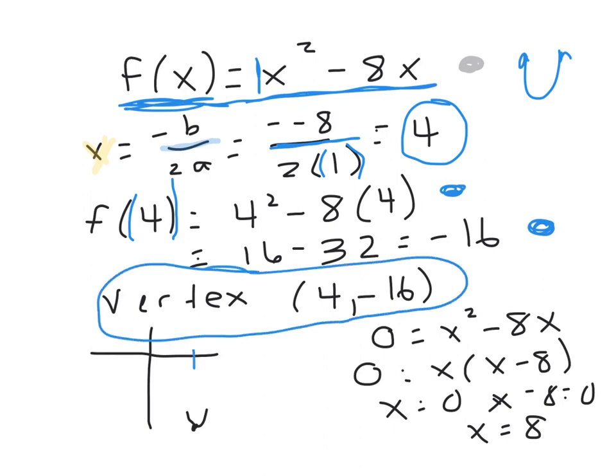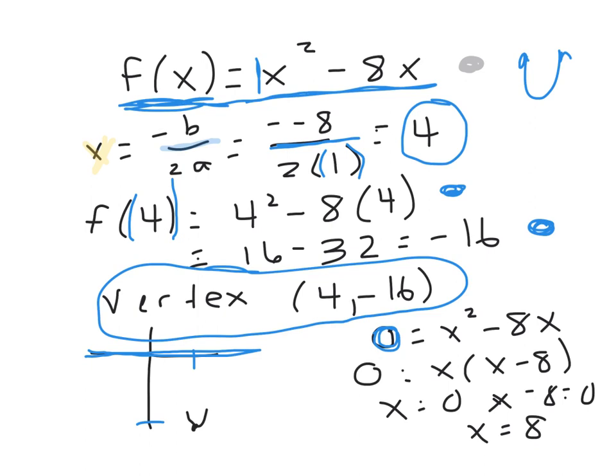So over 4 and down negative 16, you've got a vertex, you've got a parabola here that opens up. And then if you want to find your x-intercepts, where it crosses the x-axis, you let y be 0. So that's what I've done down here. If I let y be 0, I have 0 equals x squared minus 8x.